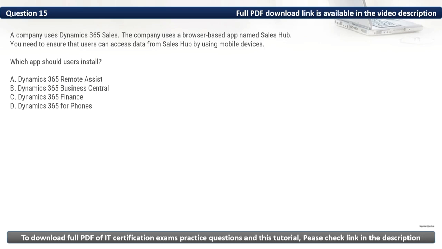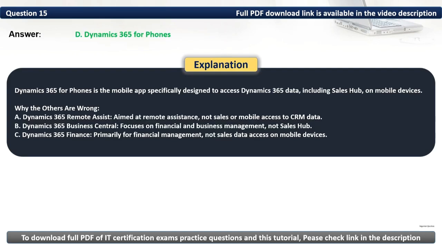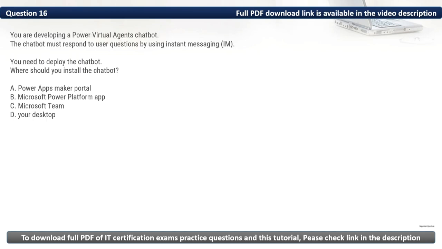As such, users should install Dynamics 365 for phones. Thus, the correct option is D. Dynamics 365 for phones is the mobile app specifically designed to access Dynamics 365 data, including Sales Hub, on mobile devices. Question 16. You are developing a Power Virtual Agents chatbot.